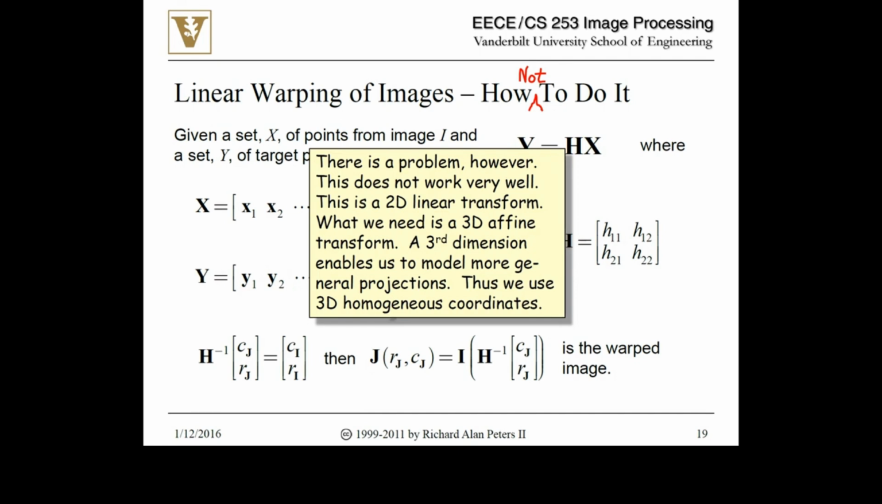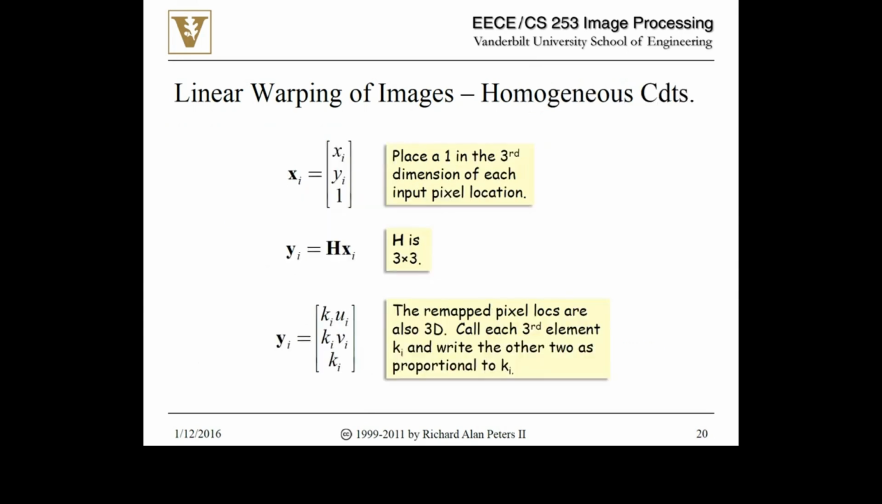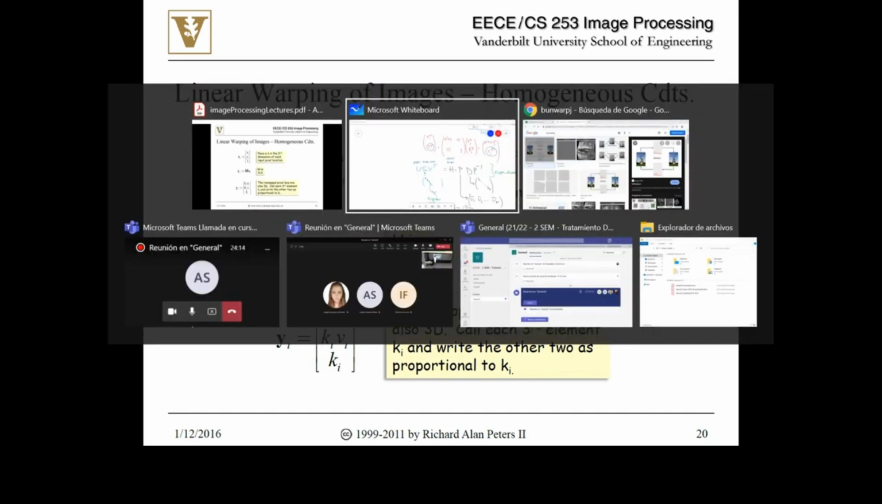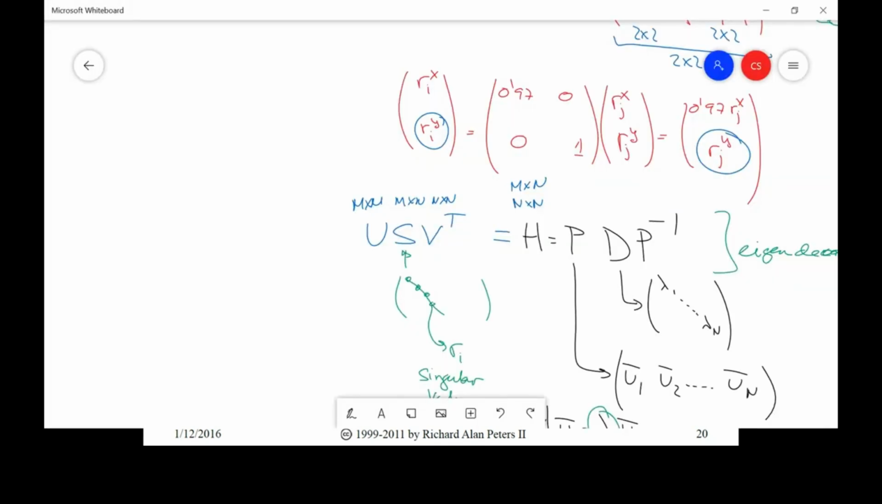Okay, so what is wrong with this transformation? This transformation is a 2D transformation. We are taking 2D coordinates and transforming them into 2D coordinates. But the problem with these towers was perspective. Perspective is a 3D concept, so we need a third dimension. For this third dimension, we will use something called homogeneous coordinates. Okay, so let's see what those homogeneous coordinates are.